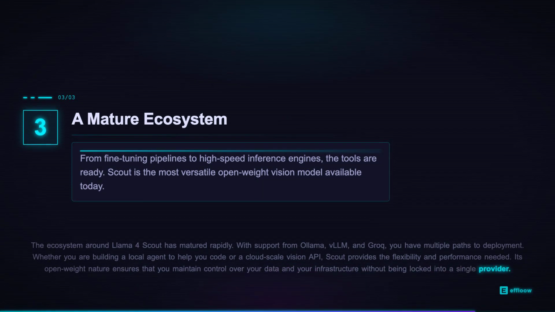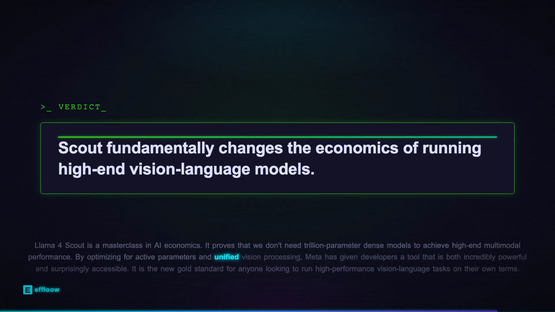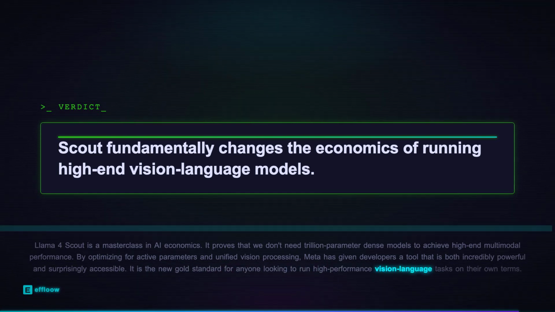Llama 4 Scout is a masterclass in AI economics. It proves that we don't need trillion-parameter dense models to achieve high-end multimodal performance. By optimizing for active parameters and unified vision processing, Meta has given developers a tool that is both incredibly powerful and surprisingly accessible. It is the new gold standard for anyone looking to run high-performance vision language tasks on their own terms.